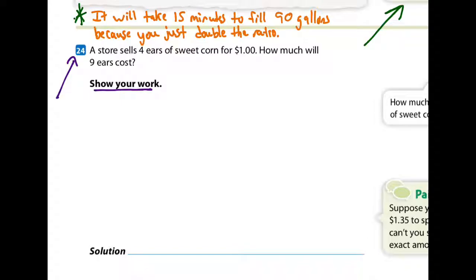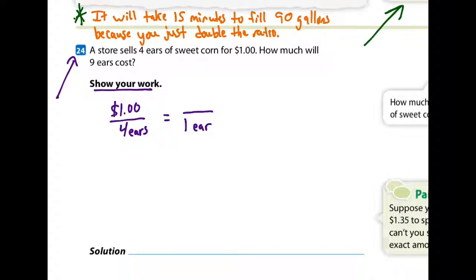Okay, let's see how you did. So in number 24 it says, a store sells 4 ears of corn for $1. How much will 9 ears cost? So I want to take the ratio. So it's $1 for 4 ears of corn, right? And I want to figure out the rate. So I want to figure out the cost of 1 ear.